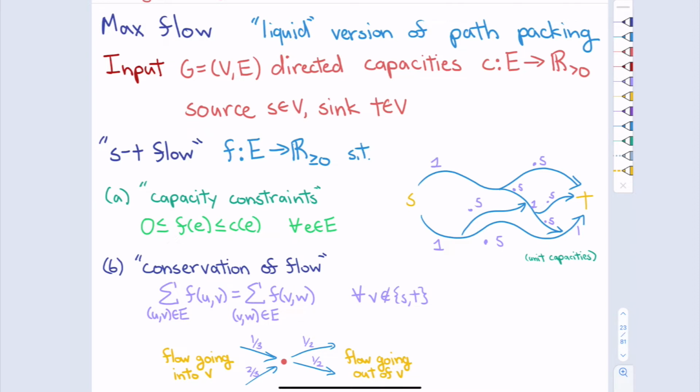Okay, so we still have capacity. So now I'm assigning values to edges, sort of how many particles are going through an edge, how much flow is going through an edge. They still have to obey the capacity constraints. And then the other constraint was for every non-terminal vertex, what goes in is what goes out. Okay, so this is conservation of flow at the non-terminal vertices.